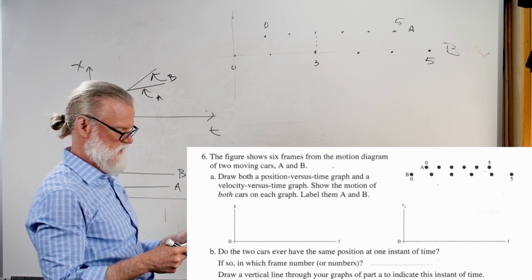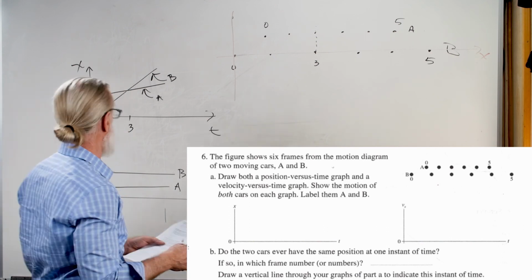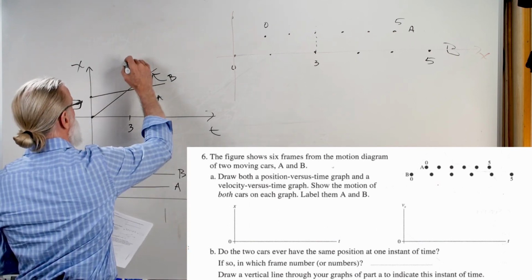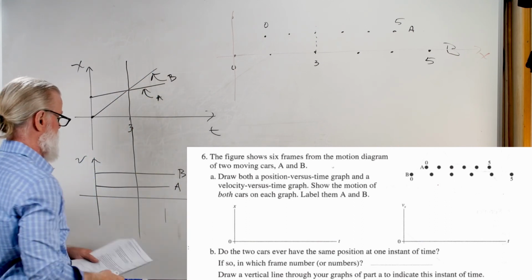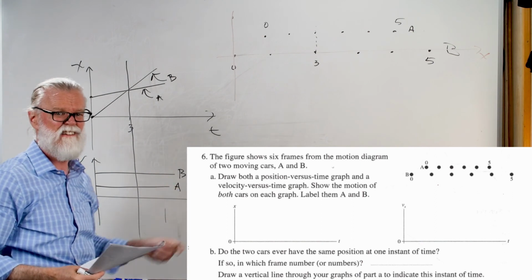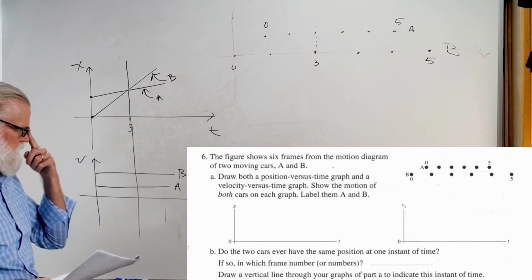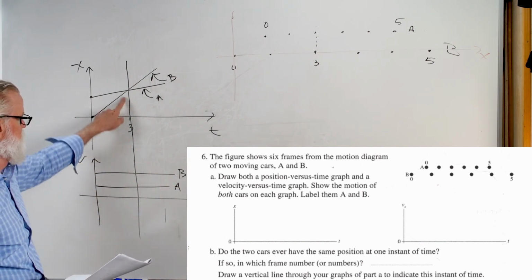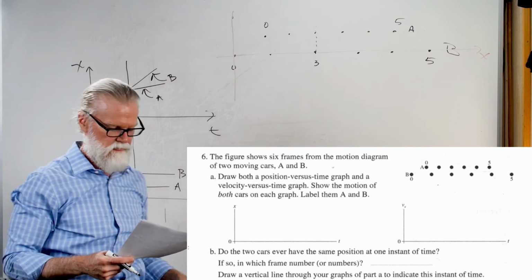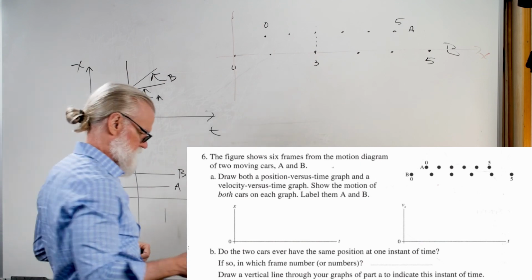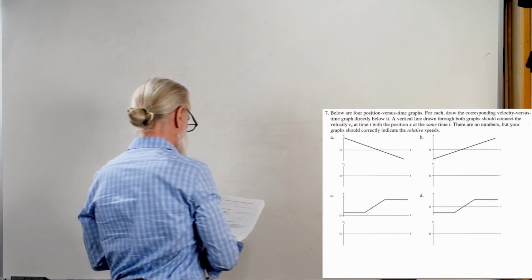Draw a vertical line through your graphs to indicate this instant in time. All right, so there it is there. You can't tell on the velocity graph because nothing special happens there at 3. But we can tell from this graph. It's where the two lines intersect. All right, let's try 7.